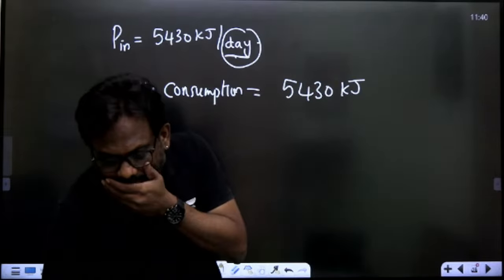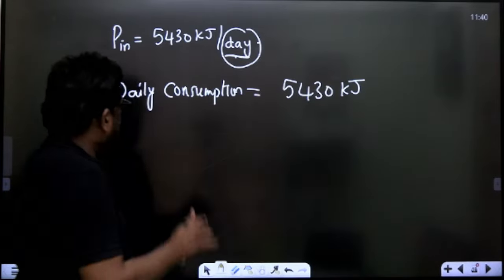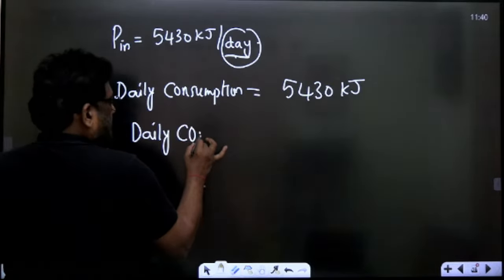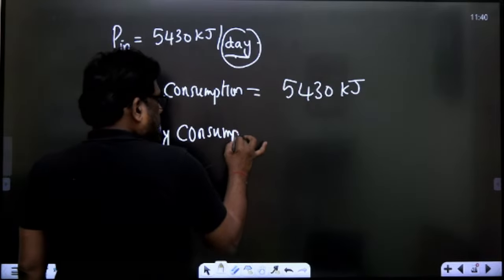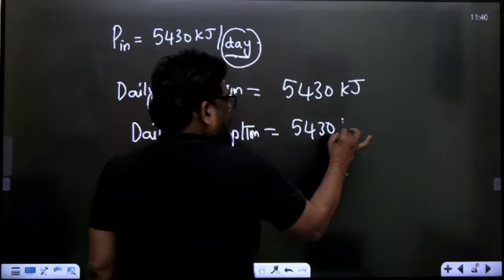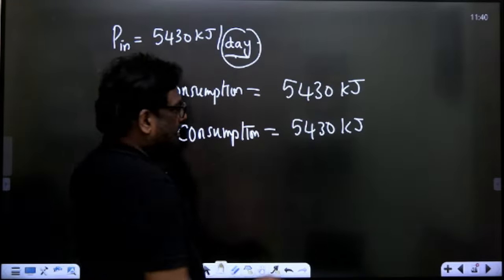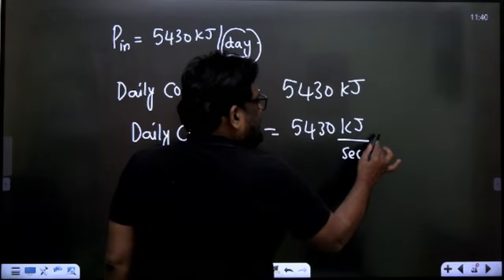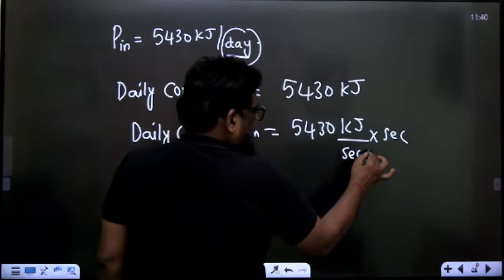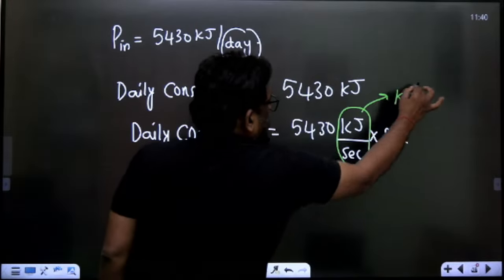How to do it, sir? Manipulate करो sir. कैसा manipulate करेंगे? I'll write. So the daily consumption is equal to 5430 kilojoule. Same. I want in kilowatt. How can I get kilowatt? So you divide with second, multiply with second, and you tell me what is this kilojoule per second. And you know this kilojoule per second is kilowatt.